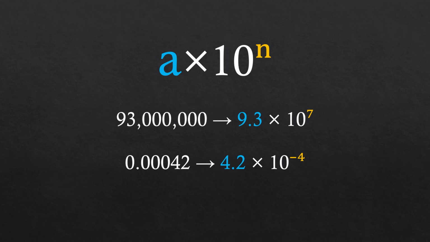Scientific notation is a shorthand way of writing numbers using powers of 10. The format looks like this: a times 10 to the nth power, where a is a number between 1 and 10, not including 10, and n is an integer showing how many places you moved the decimal.